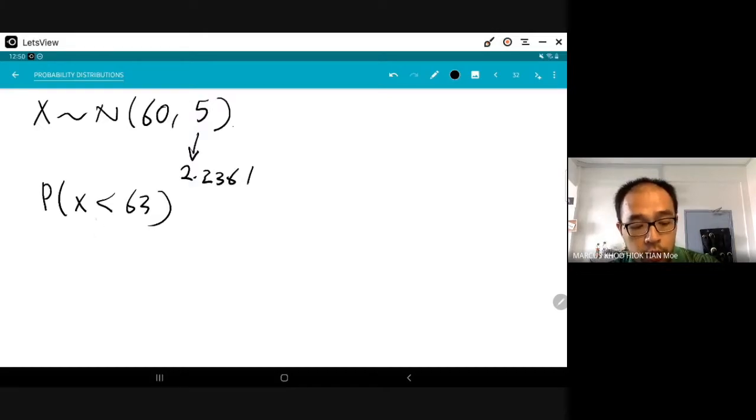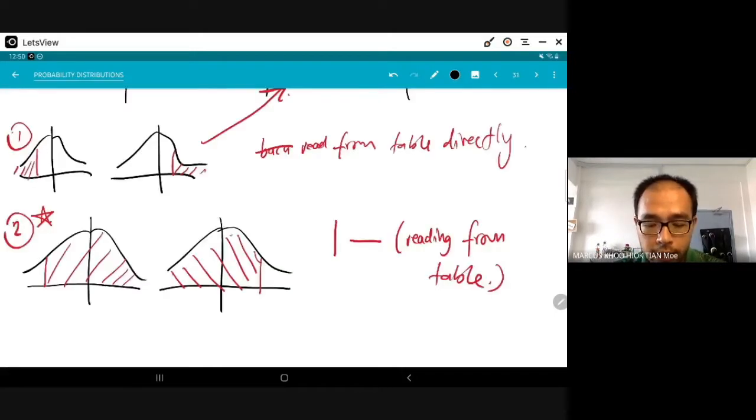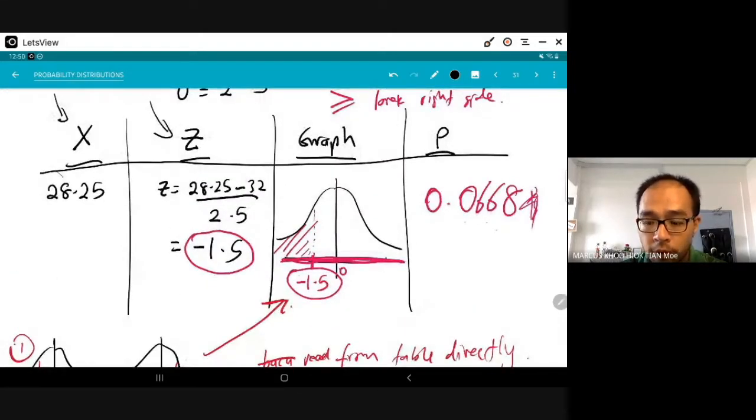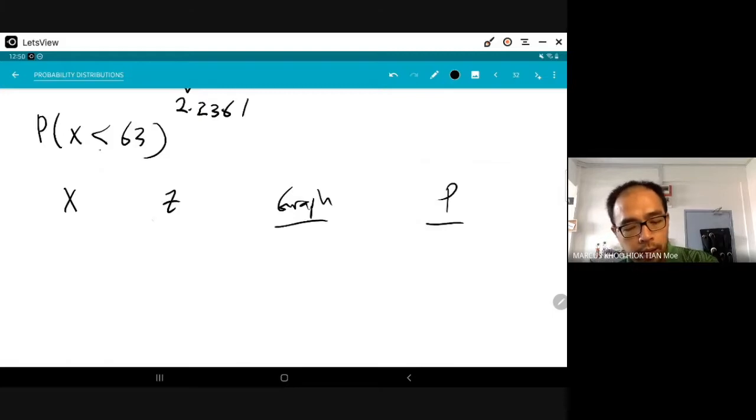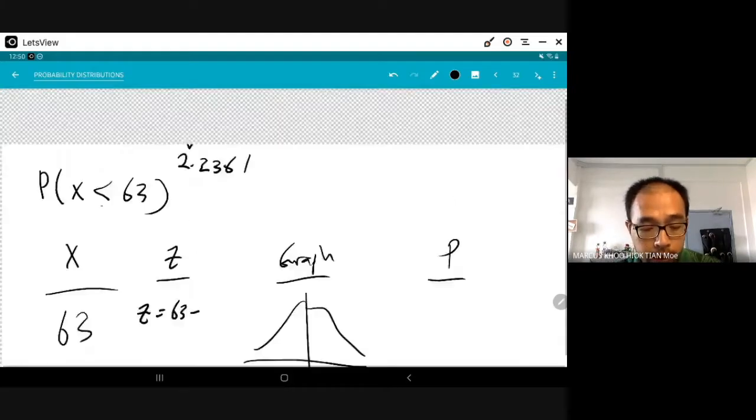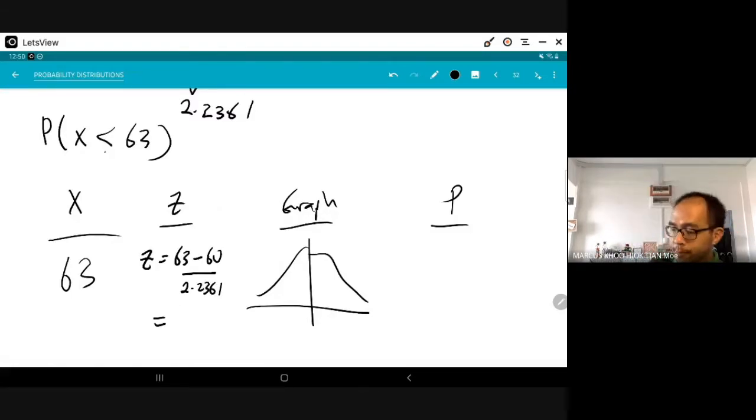So, in this situation now, we have less than 63. Let's take a look at this. So, our table, we're going to use the same table as we did before. We're going to use the tab for XZ graph P. So, XZ graph and then P. You can immediately draw the graph first. Nanti kau fikirkan. Okay, my X value is 63. Convert it to the Z value, please. Z equals 63 minus the mean, which is 60, over 2.2361. Give me up to 3 decimal places.